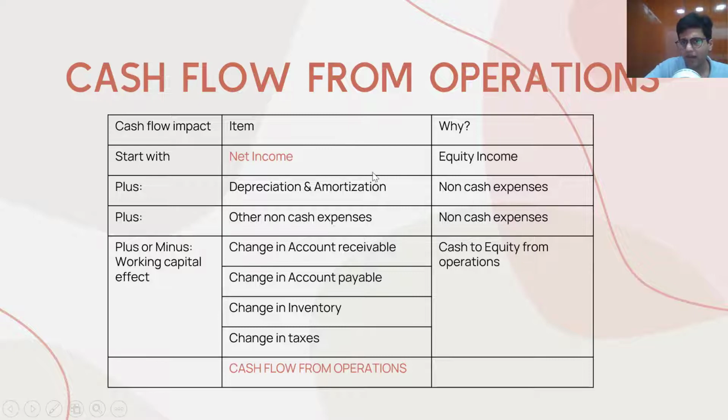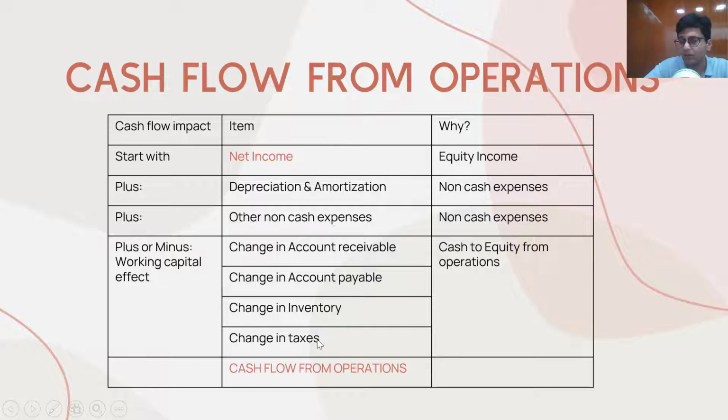After adding our non-cash expenses, we do something called the working capital effect. This will be discussed later in detail, but it basically means how much cash has increased or decreased due to changes in working capital. What is working capital? Working capital simply means current assets minus current liabilities. It includes accounts receivable or debtors, accounts payable or creditors, your inventories, and any change in deferred taxes. Deferred taxes are nothing but just a non-cash entry. So if there is a change in deferred taxes, this will also be included here.